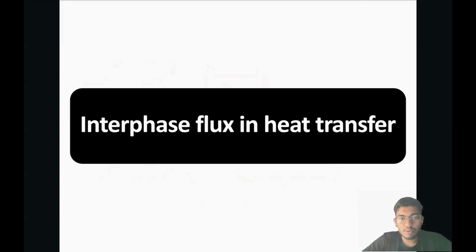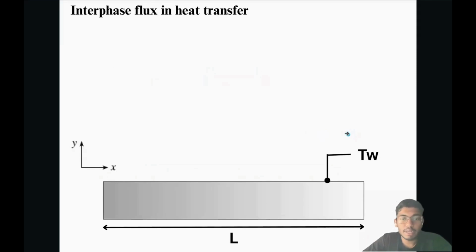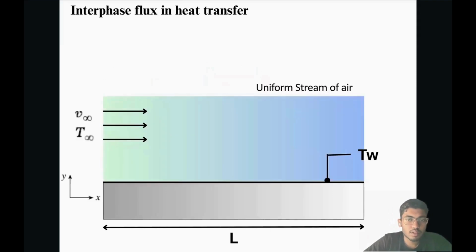Our focus for now is interface flux in heat transfer. The flux can be anything. It can be flux for heat transfer, flux for mass transfer, flux for momentum transfer. But for now, we are looking into interface flux in heat transfer. So let us consider a plate of length L and temperature TW. Now, above it, there is a uniform stream of air that is flowing with velocity V infinity and temperature T infinity. The axes are represented here, y-axis and x-axis.